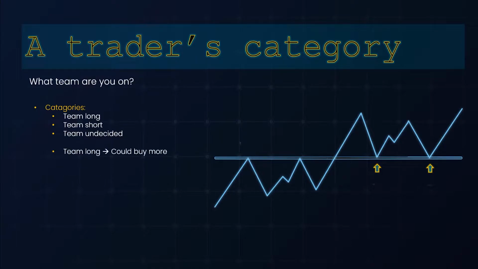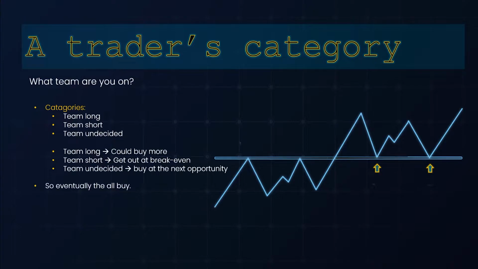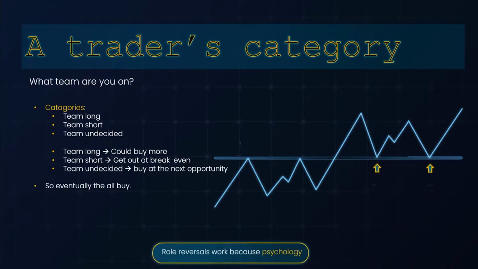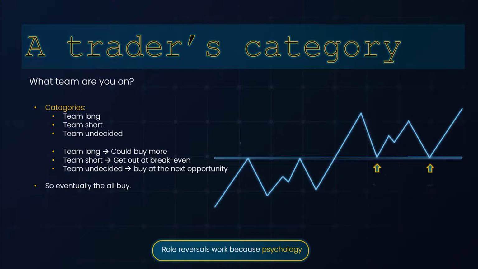Those who went short suspect that they are on the wrong side of the market and are hoping for a dip close to that area that they sold to get out at a break even. The undecided team realizes that the market is going higher and they are willing to buy at the next good buying opportunity. So actually they are all determined to buy the next market dip. The reason why role reversals work so well is because of that psychological aspect.